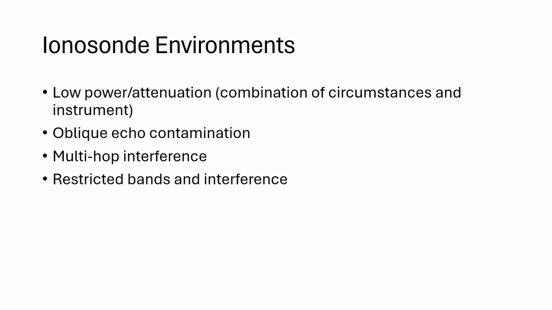Right, so we'll start off with environments. So issues with attenuation, just low power, if it's known, old ionosphere. Contamination from oblique sounders, as some of you saw some of that earlier today. Issues with multi-hop, and some of the results that can come from that. Some of the things you need to pay attention to. And then again, restricted bands and interference.